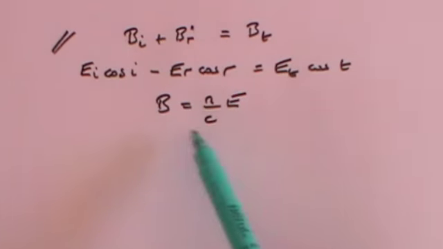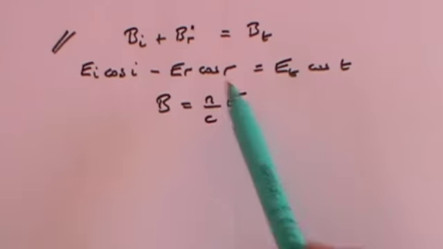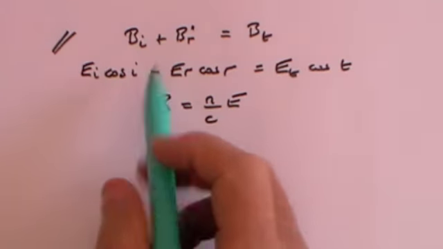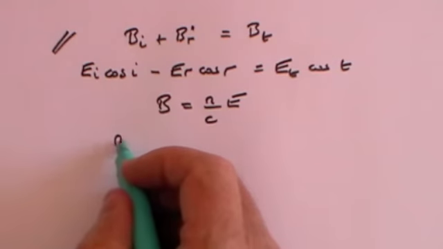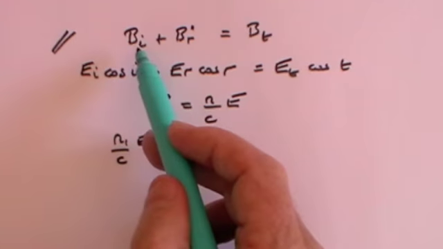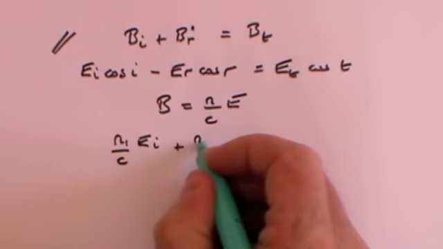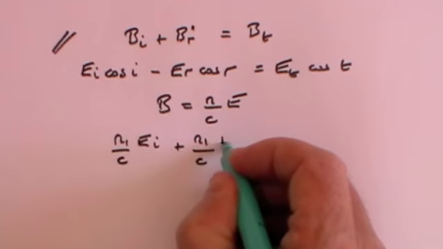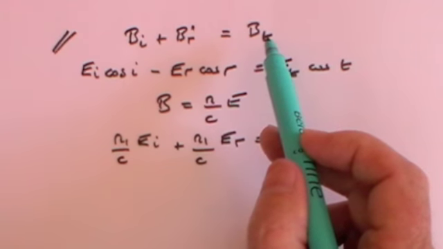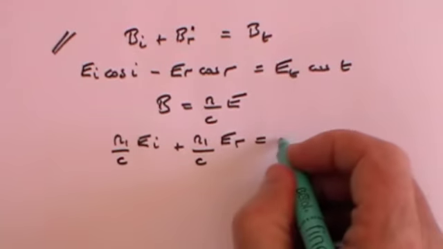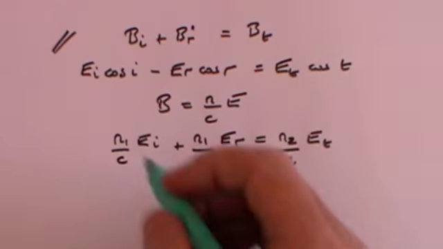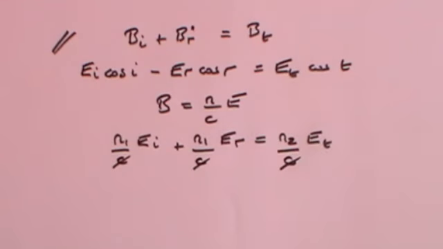And I'm going to substitute for B N over C times E in this formula here. So, since we're in medium 1, I'm going to get N1 over C times EI. That's this term here. Plus, we're still in medium 1, so it's N1 over C times ER, equals, once we get into the refracted wave, we're in medium 2, so that's now going to be N2 over C times ET. The C's, of course, just cancel, so that's no problem.